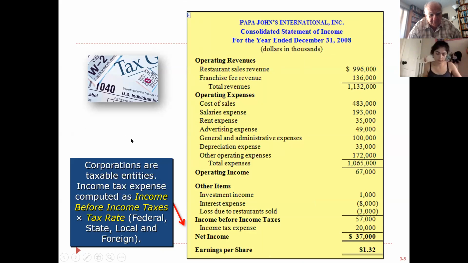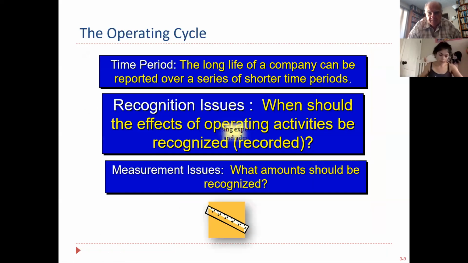Corporations are taxable entities, huh? Income tax expense, the income before taxes multiplied by the tax rate. And you might have a federal tax, of course, a state tax, maybe city, depending what state you live in.